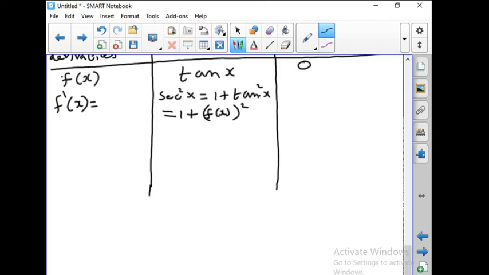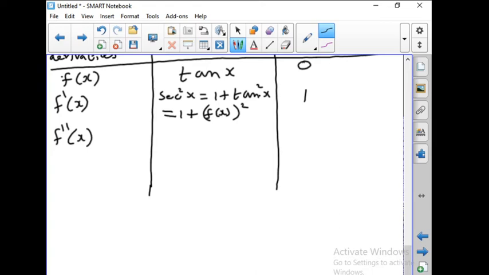So now you find f'(0). What is f'(0)? Secant 0. What is secant 0? Secant 0 is 1 by cos 0, so it is 1. Okay, listen carefully, you can do the calculations by the side. So now we have to find f''(x). So what is f''(x)?